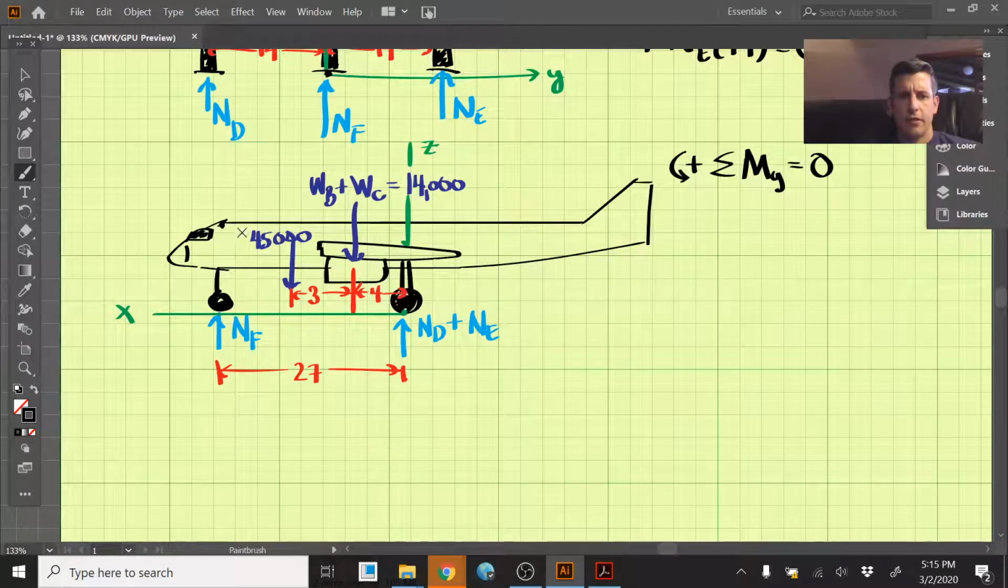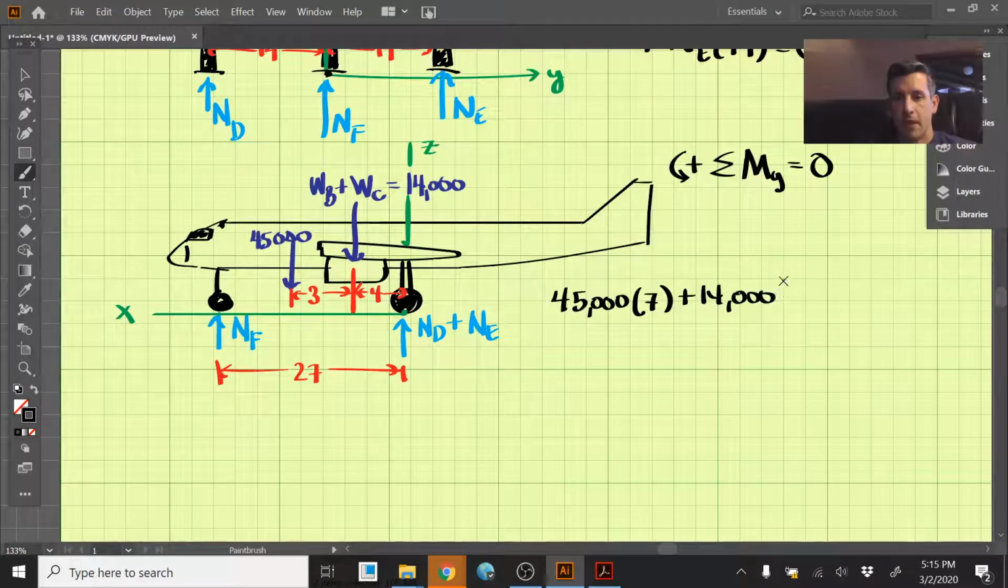So let's first do the known forces. The 45,000 here is going to create a counterclockwise moment, so that will be positive 45,000, and the distance it's acting away is 4 plus 3, which is 7. Then we have the combination of the wings, which I put as a single force because they're directly on top of each other. That's 14,000, and that's also a positive moment, and the distance it's acting away is 4 feet.